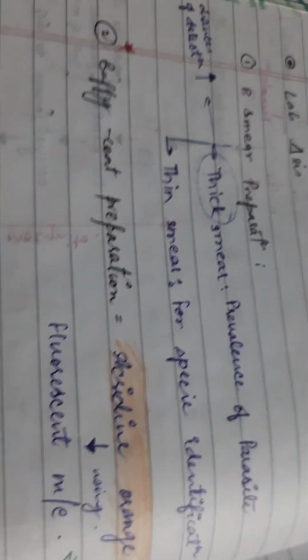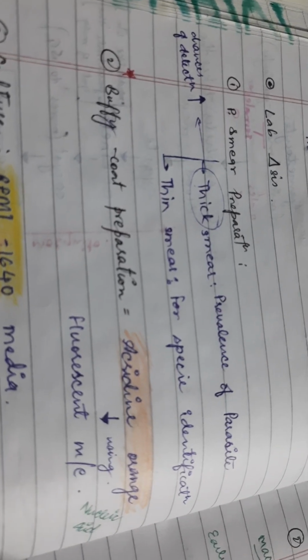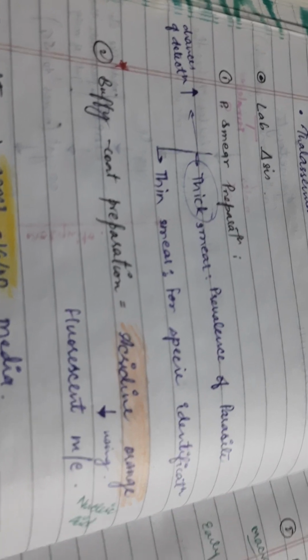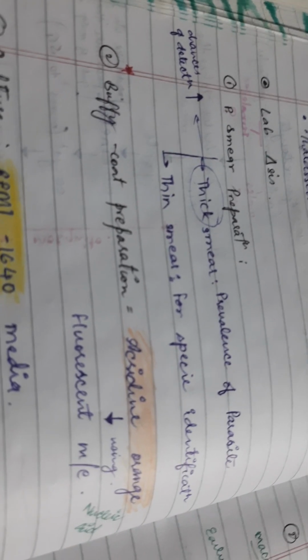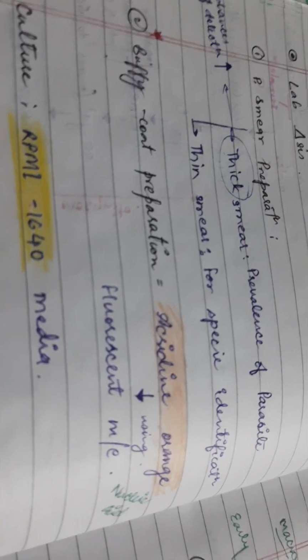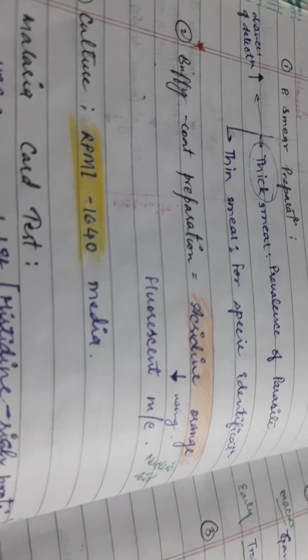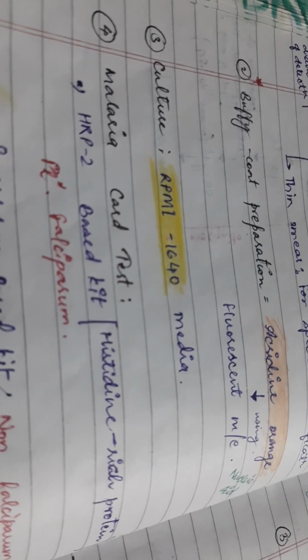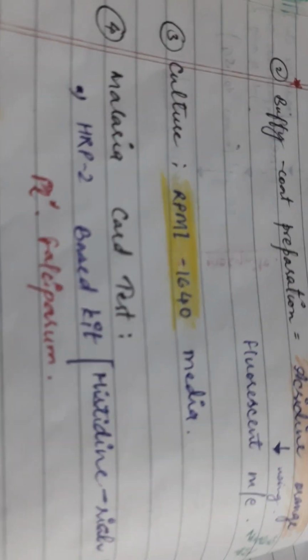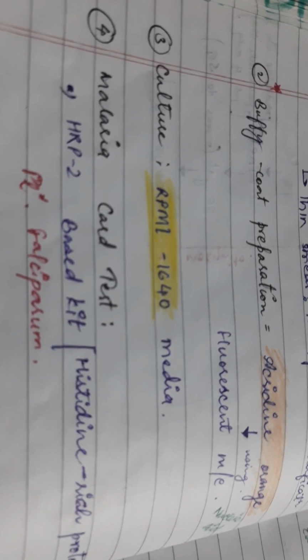So first, in lab diagnosis of malaria for Plasmodium, we do a blood smear preparation. Then the buffy coat preparation, using acridine orange, which is fluorescent microscopy. Then the third is culture, in which we use RPMI 1640.